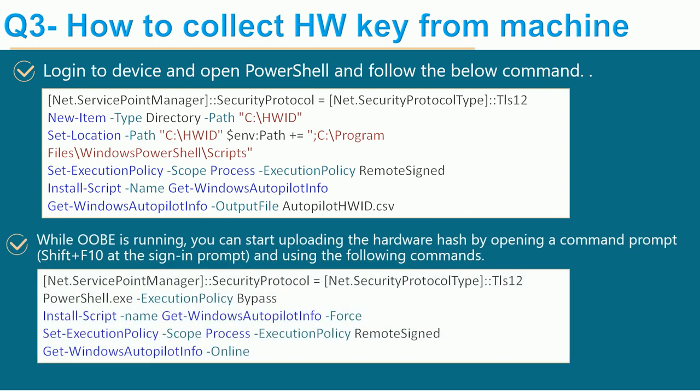Now, what if your device is new and no login is configured? First you power on the device, press Shift and F10, so the command prompt will open, and then type PowerShell. PowerShell will open, and then you can use this command to collect the hardware device ID. And again, if you need more information, you can go to my YouTube channel for this MEM tutorial.